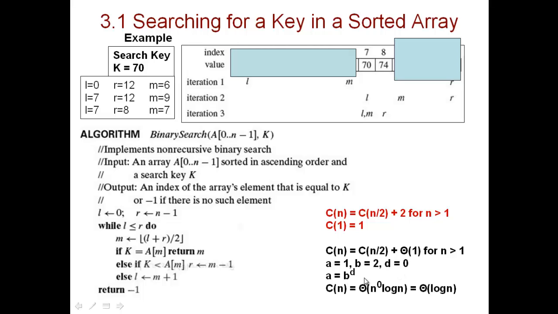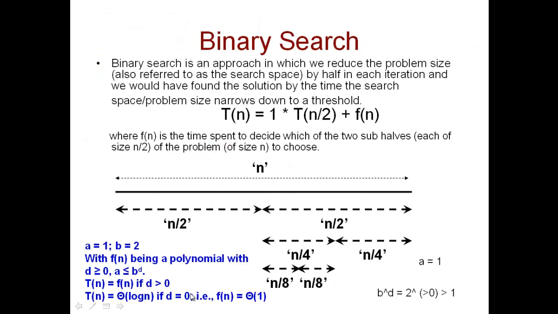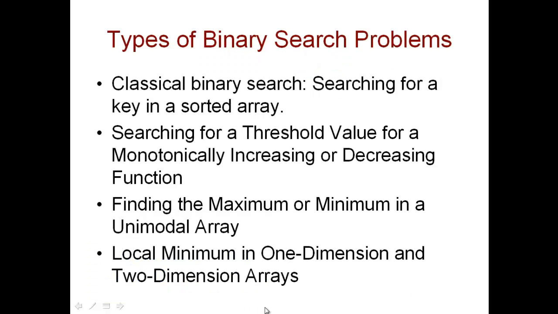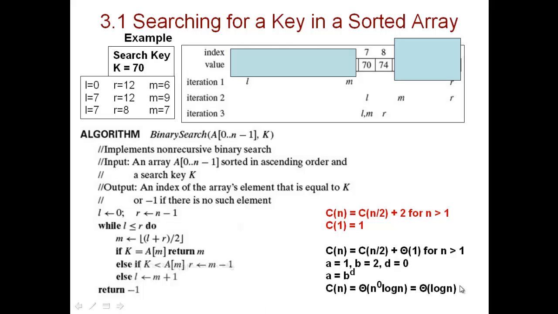So a is equal to b raised to d. So C of n is theta of n raised to 0 times log n, which is theta of log n. And we saw that's what, as a general thing, if d is equal to 0 and that means f of n is equal to theta of 1, the overall time complexity of binary search would be simply theta of log n. Okay, so when you go for interviews, they may try to find out if you get to know this. So if you spend constant time in binary search to decide which of the two sub problems to solve, the time complexity is simply theta of log n.